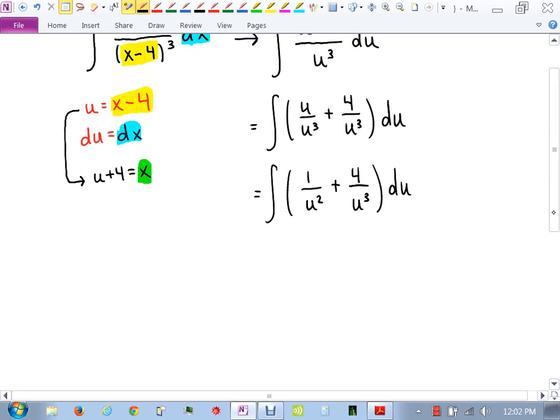And those are both powers of u. They're not natural log. It's only natural log if it was u on the bottom, not u squared. So I'm going to bring the u squared up, make it u to the negative 2, bring the u cubed up, make it u to the negative 3. And then I will apply what? Power rule.